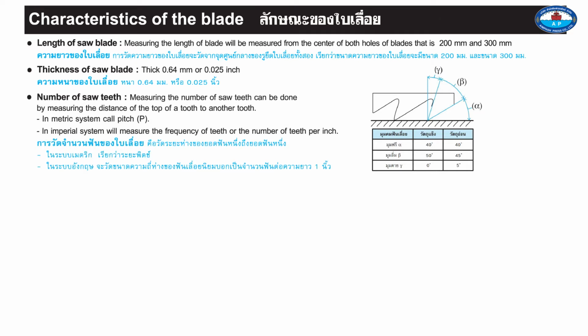Number of saw teeth. Measuring the number of saw teeth can be done by measuring the distance from the top of a tooth to another tooth. In the metric system, this is called pitch. In the imperial system, we measure the frequency of teeth, or the number of teeth per inch.